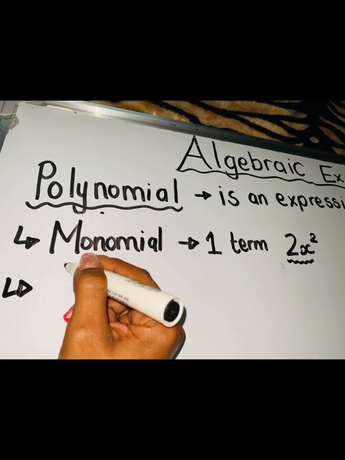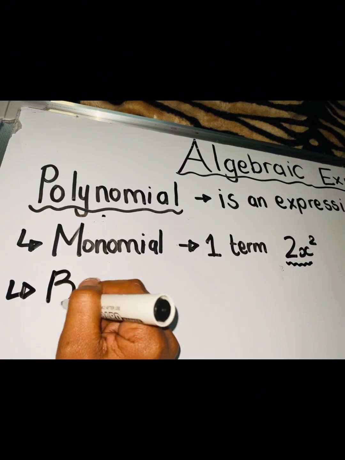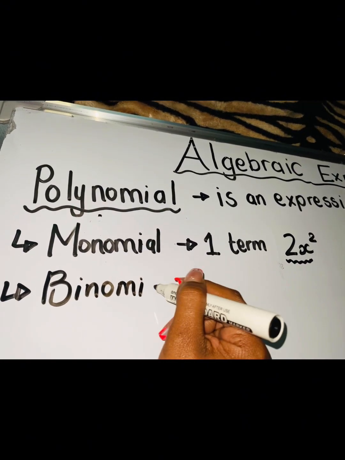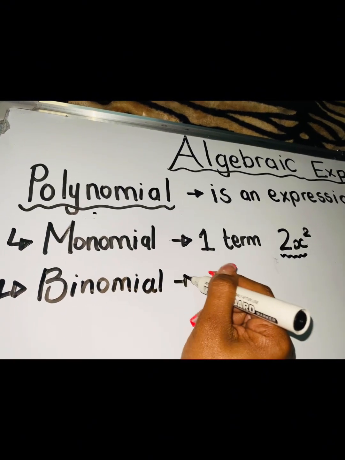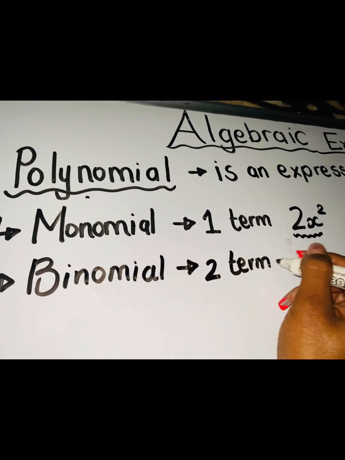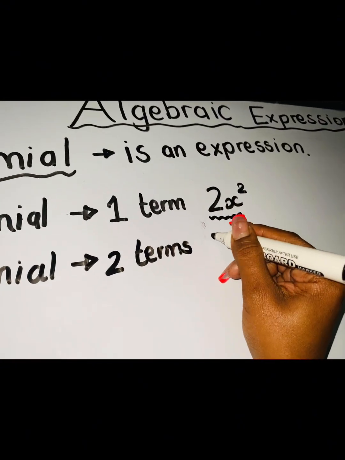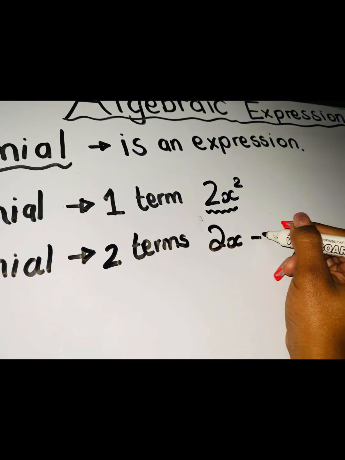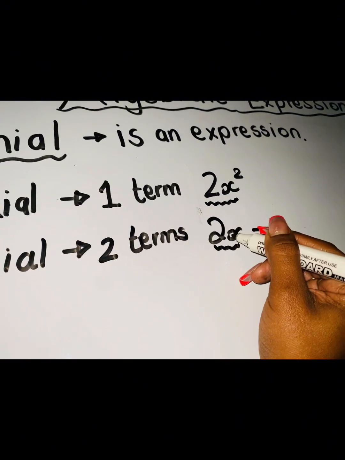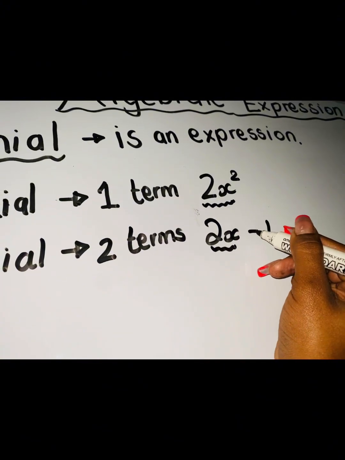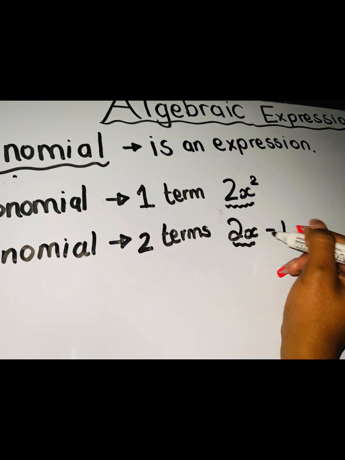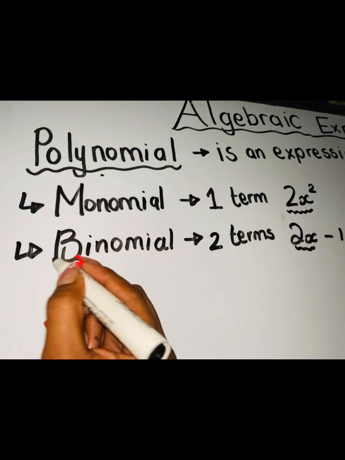Now the second one, two terms. We call that a binomial. Remember, a bicycle has two wheels. So a bi for two. So this is two terms. That's a binomial. So meaning we're going to have maybe something like 2x minus 1. So this is one term because the 2 is multiplied to the x, so that's one term, minus 1. So this is a binomial, meaning we have two terms.